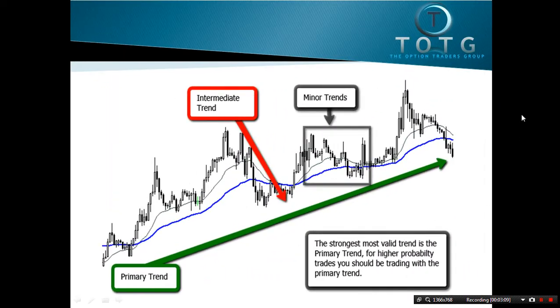Okay, so just to break down the classifications or the anatomy of the trend. You have a primary trend, and that is the green arrow here, and you can see the whole upward movement of the price action. It's moving in an upward direction, and that is your big, strong current there. You want to be trending with that. Now you see this red arrow, and you can see price is moving down in the opposite direction of the primary trend. This is your intermediate trend right here. And then in this black box I highlighted here, you can see some little down, up, down, up, down, up movements, and these are your minor trends. As I wrote here, the strongest, most valid trend is the primary trend. For higher probability trades, you should be trading with the primary trend.